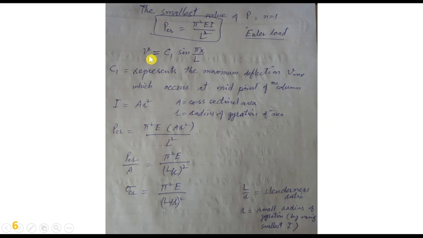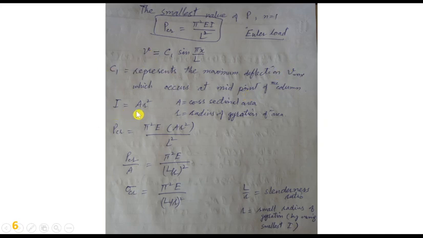In the case of the column, mu is equal to c1 sin of pi x over L. c1 represents the maximum deflection, v max, which occurs at the midpoint of the column. c1 is about the deflection.